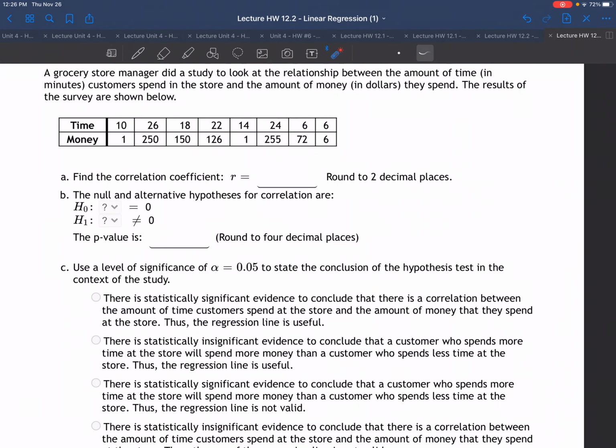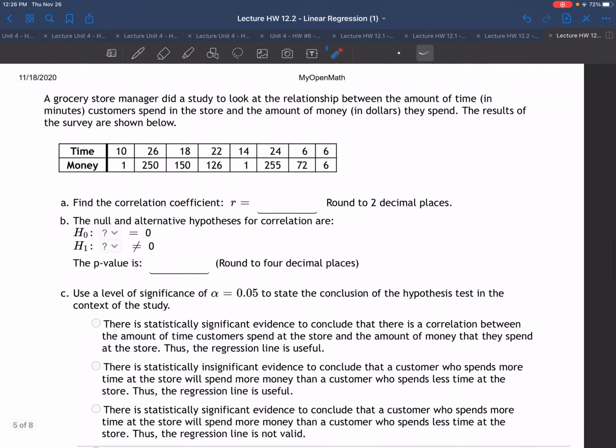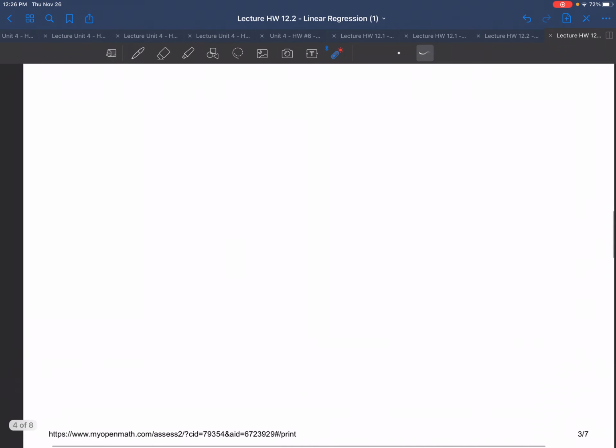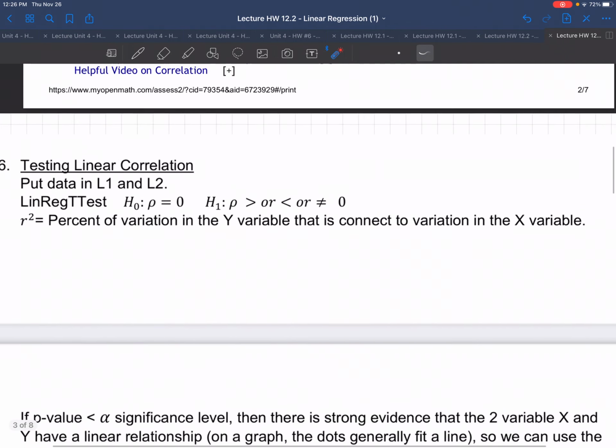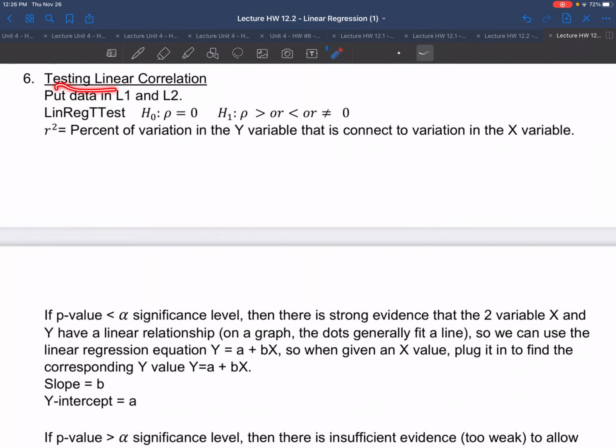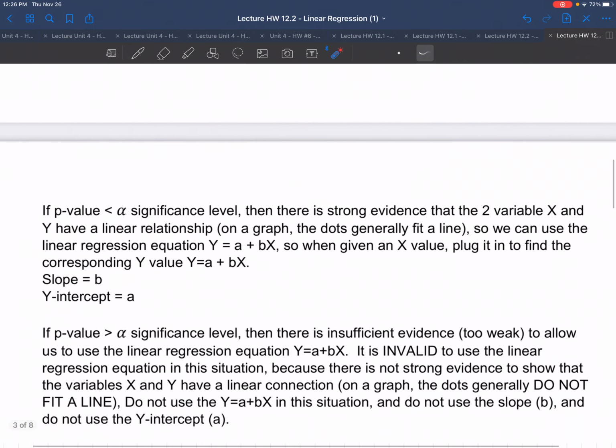Now, how we know, by the way, look what they're asking. Find the correlation coefficient R, and so that's what's going to key us in. Let me show you the notes right here. Testing linear correlation. So what do you do first? Put the data in L1 and L2, and then do a linear regression t-test. Okay, let's do it.